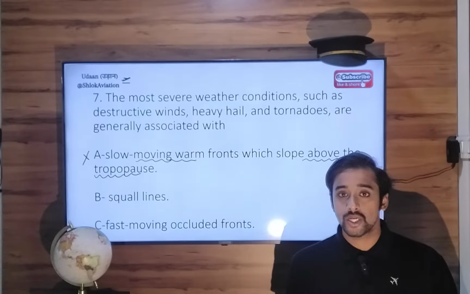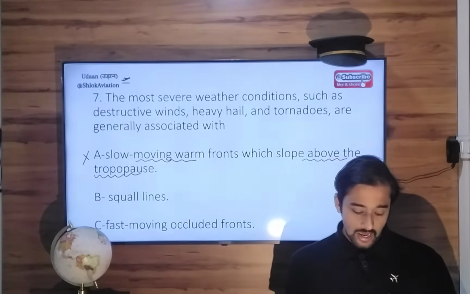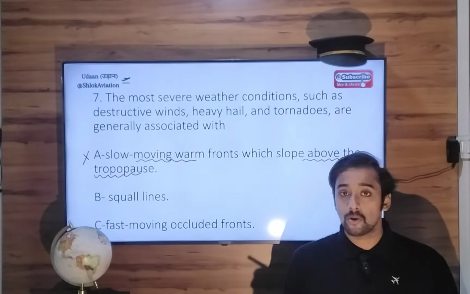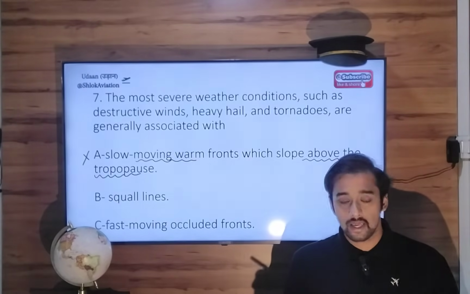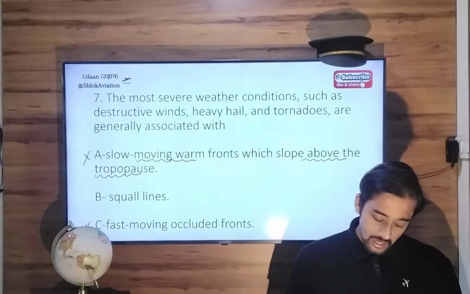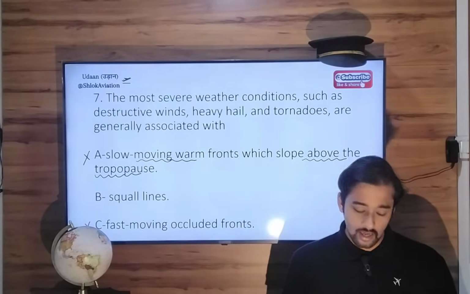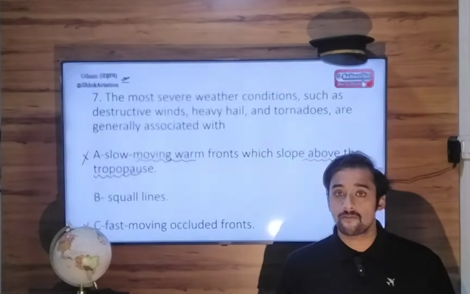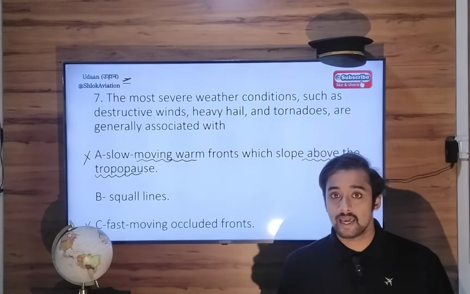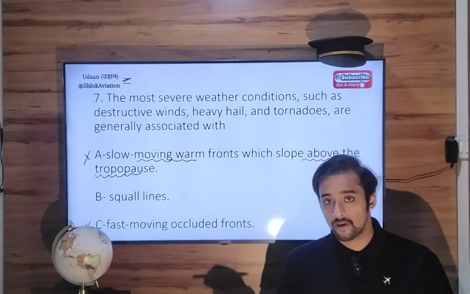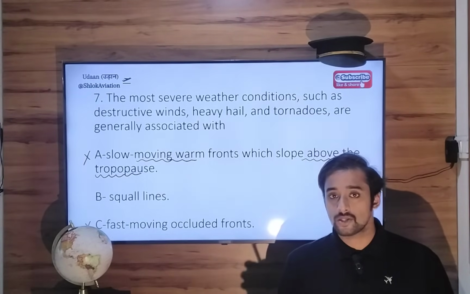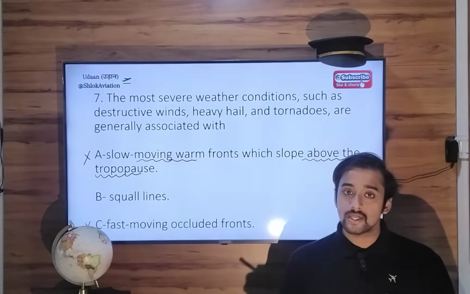So warm fronts are not associated with destructive weather phenomena. They are generally associated with moderate weather phenomena. And second point, like I said, the tropopause. They never extend above the tropopause. So option A can be eliminated. Option C can also be eliminated because there is no such thing as fast moving occluded fronts. We have occluded fronts labeled cold occluded front or warm front occluded front, but we don't have occluded fronts on the basis of their speeds, like fast moving occluded front, slow moving occluded front. So option C is also wrong.